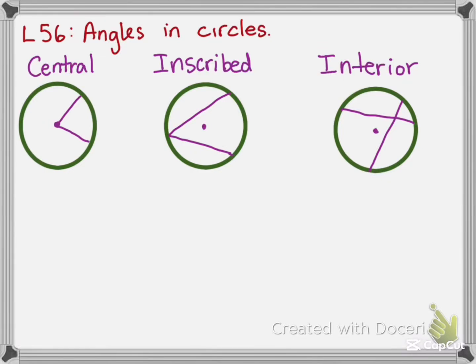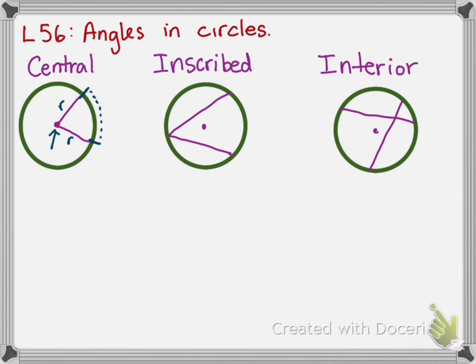Lesson 56, Angles in Circles. We're going to learn what kind of angles are formed with different elements in a circle. For example, the first one, the central angle. In the central angle, you can see that the vertex is in the center and that the two sides of the angle are radii. Notice how the angle cuts the circumference and it forms this smaller arc.